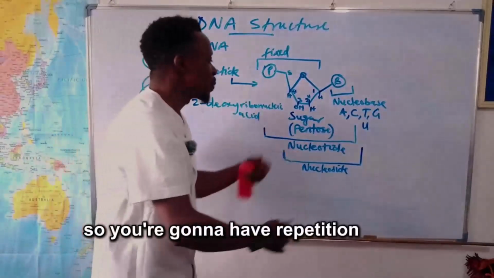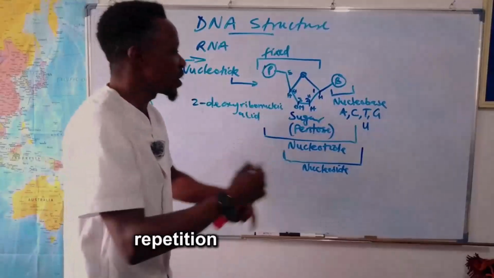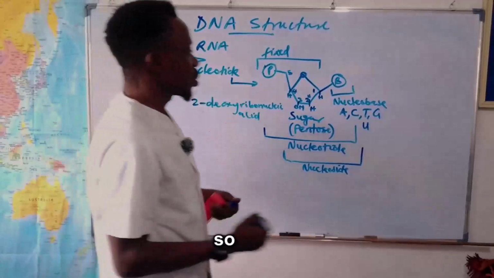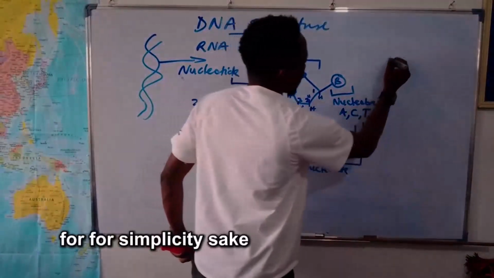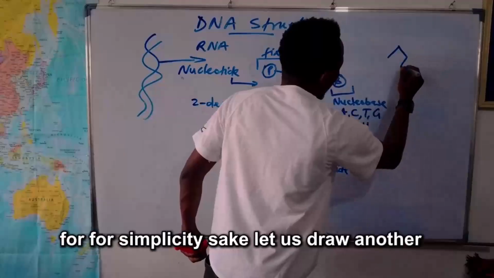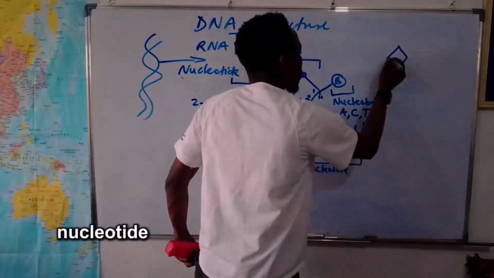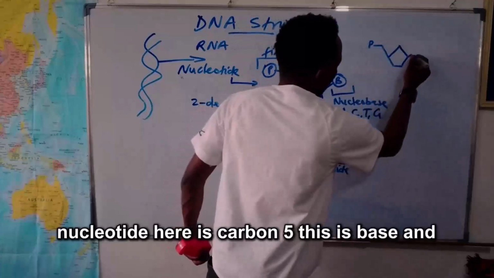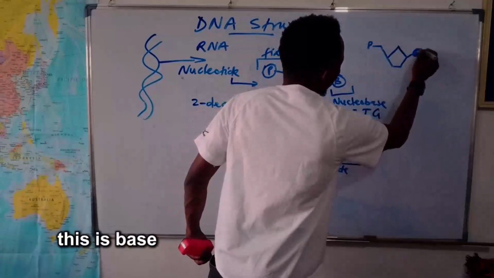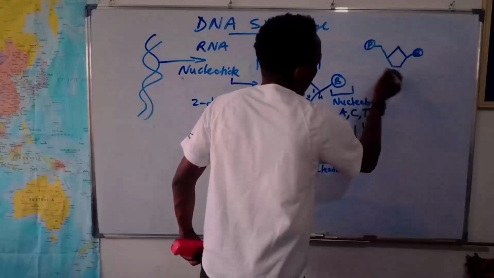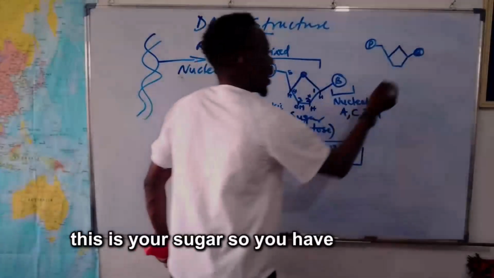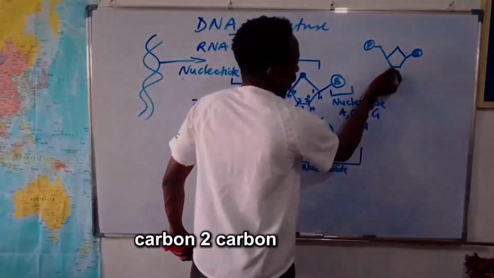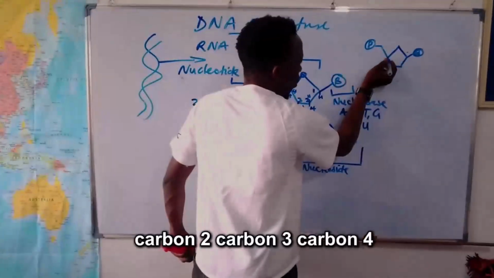So you're going to have repetition of this nucleotide, that gives you the complete structure of the DNA. So for simplicity's sake, let us draw another nucleotide here. It's carbon 5. This is base. And sorry, this is base. And then this is phosphate group. This is your sugar. So you have carbon 1, carbon 2, carbon 3, carbon 4, carbon 5.